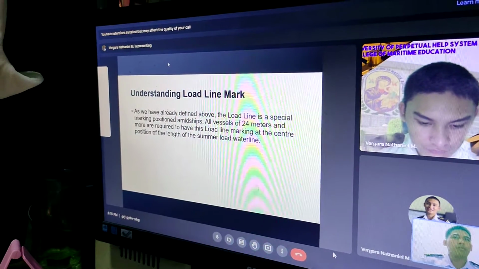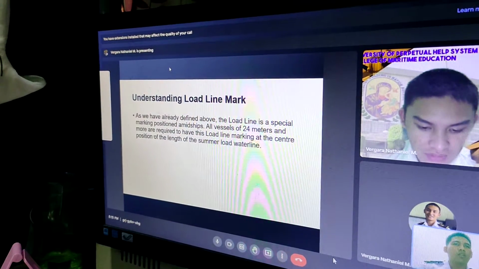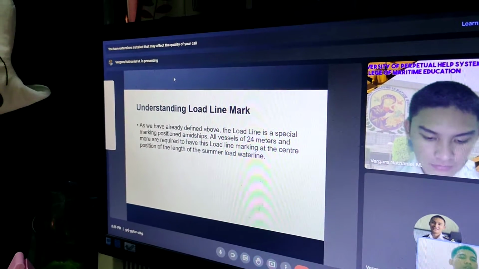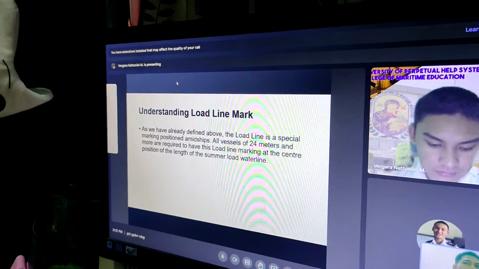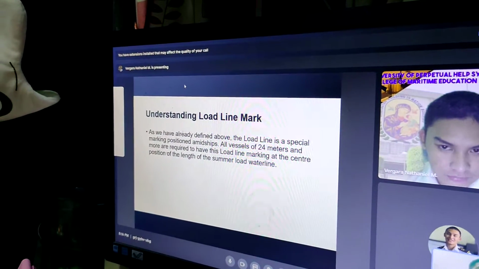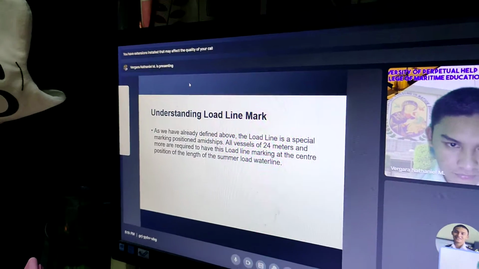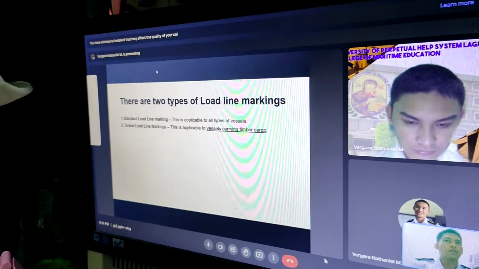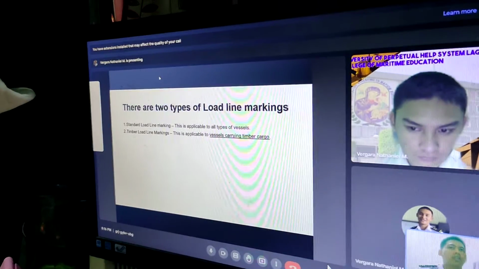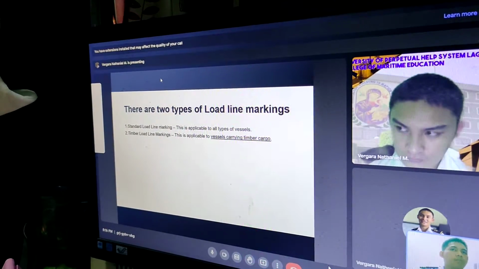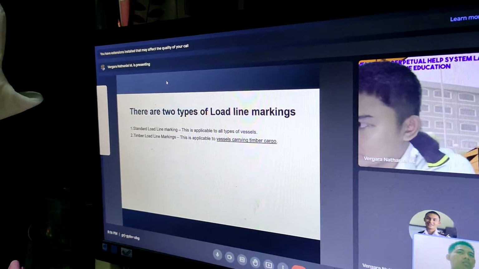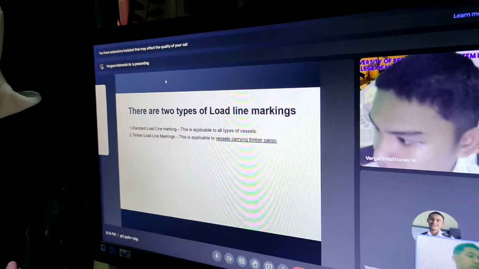Understanding load line marks. As we have already defined above, the load line is a special marking position amidship. All vessels of 24 meters and more are required to have this load line marking at the center position of the length of the summer load waterline. There are two types of load line markings. Number one, standard load line marking. This is applicable to all types of vessels. And number two, timber load line marking. This is applicable to vessels carrying timber cargo.